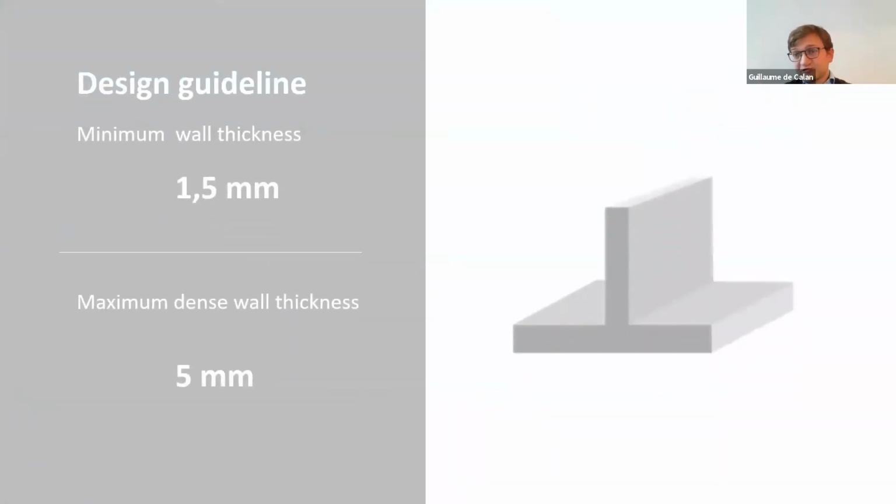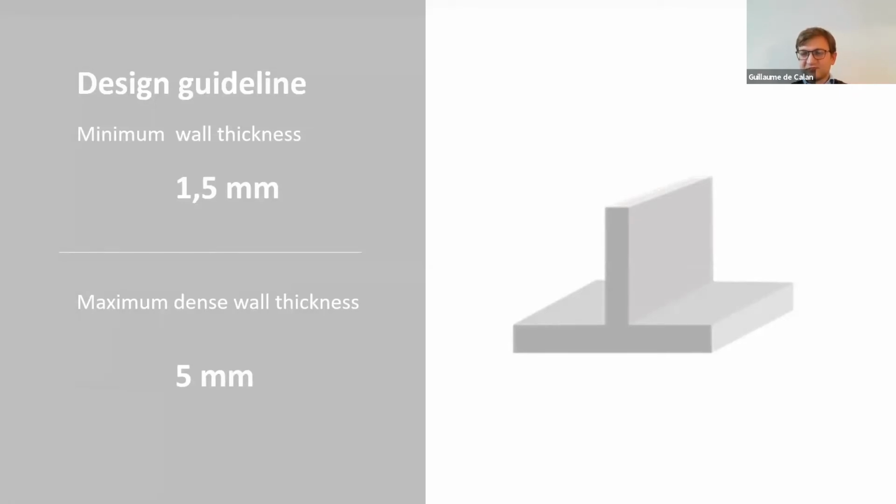Second very important rule is wall thickness. There's a minimum and there's a maximum, and the maximum is even more important than the minimum. Maximum dense wall thickness is linked to debinding, so it's really a physical limit. On top of a certain level, we will not manage to remove all of the binder without causing any deformation or any cracks. So we usually recommend our customers to stay below 5 millimeter.